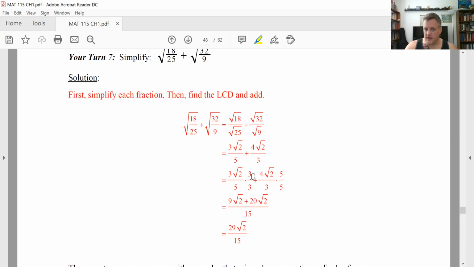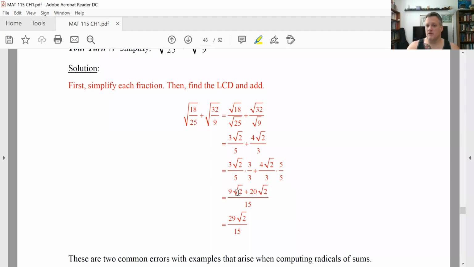If you're multiplying here, you don't multiply both the 3 and the radical 2 times the 3. You just multiply the number out in front by it. And so we have 3 times 3, which is 9 radical 2, 5 times 4 times radical 2, which is 20 radical 2. And then you have like terms here. They have the same exact radical part. So I can add the numbers in front to get 29 radical 2.